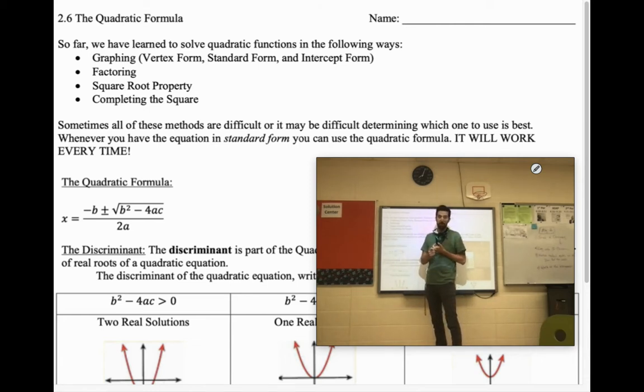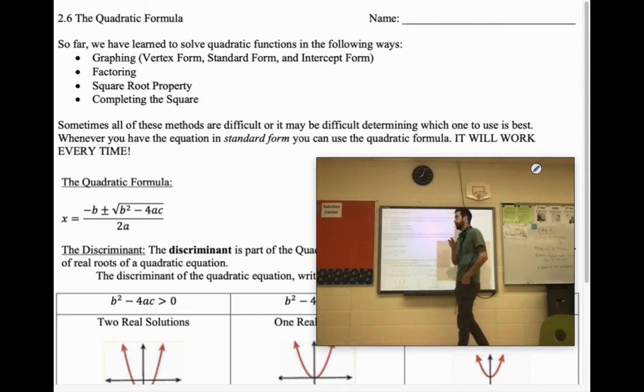So square root property only works when you don't have a b, right? So when you just have the a, the x squared stuff, and the c. So it won't work if you have a b. Factoring doesn't always work. You can always do completing the square. You can always graph, but they're not always the most efficient.